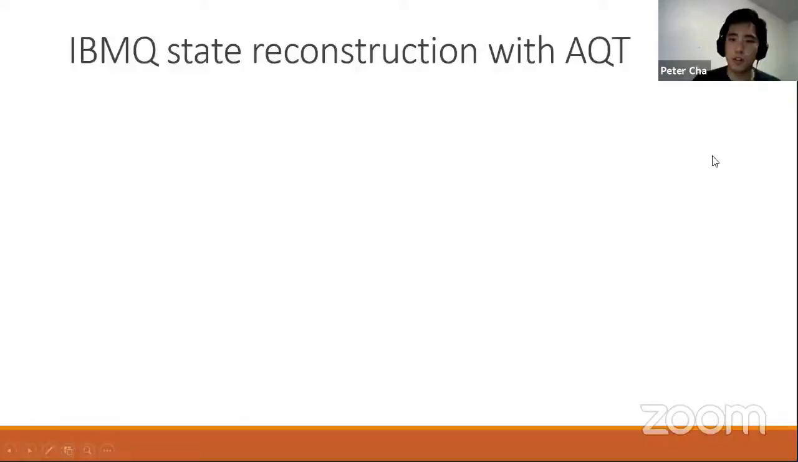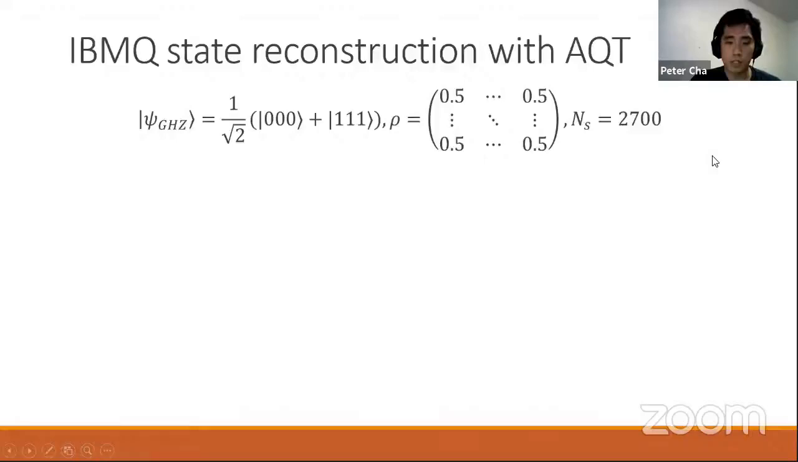And so for this problem, we are once again studying the three qubit GHZ state, whose density matrix will look like this, 0.5 in all corners, and with all other elements zero in the pure state. And we'll be using 2,700 samples for this reconstruction.